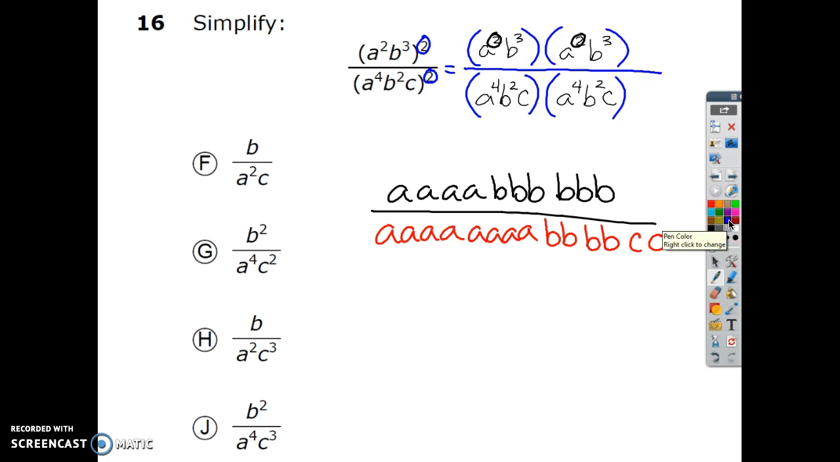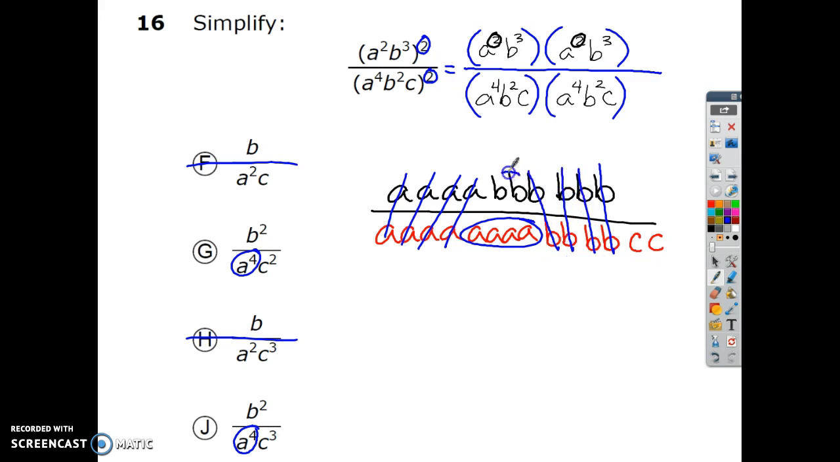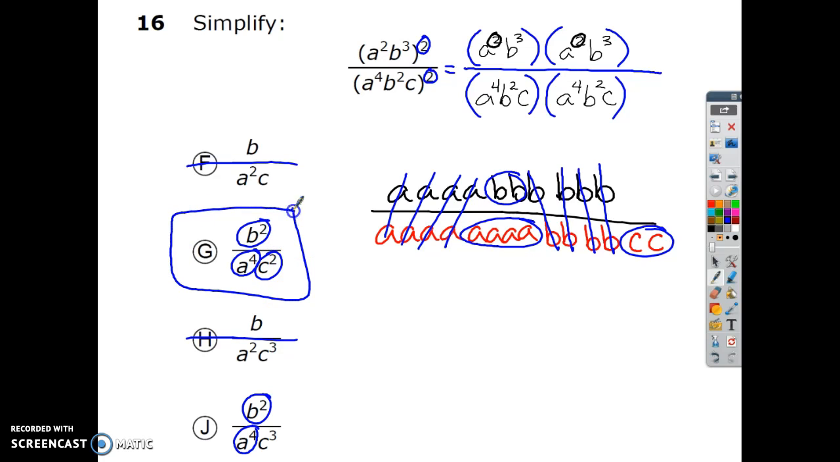How many A's can you cancel? 4. 1, 2, 3, 4. That leaves you with 4 A's at the bottom. The only ones that say that are G and J. And then cross out some B's. I can cross out a B here, a B here, and a B here, and another B here. So that leaves you with 2 B's on top. This one says that you have 2 B's on top, and this one says that you have 2 B's on top. And then you only have 2 C's on bottom. So the answer is G, not J.